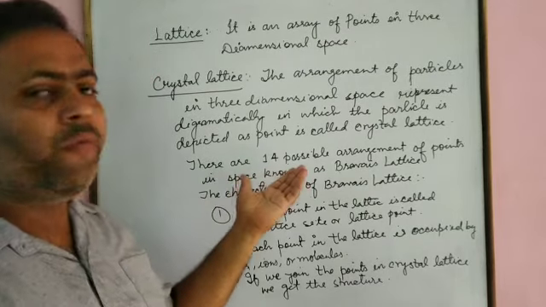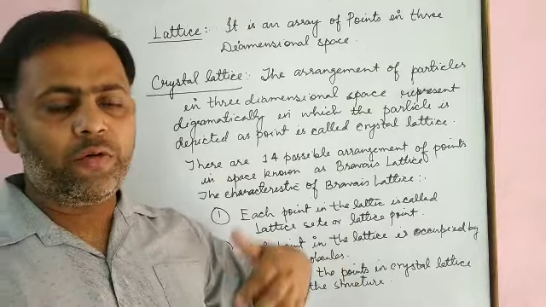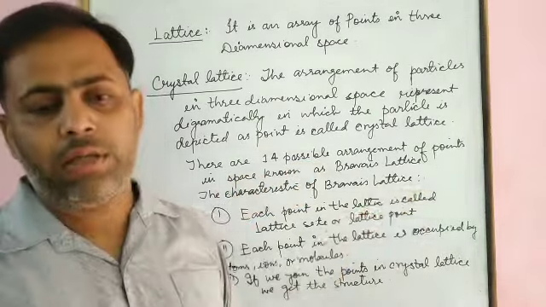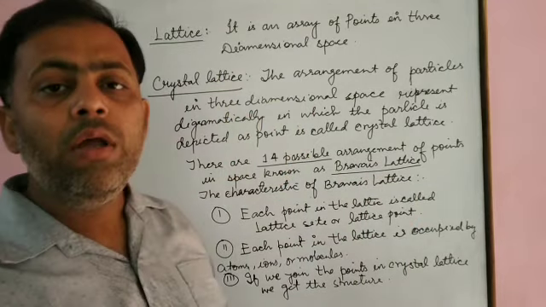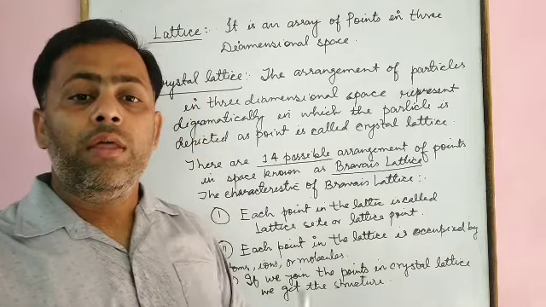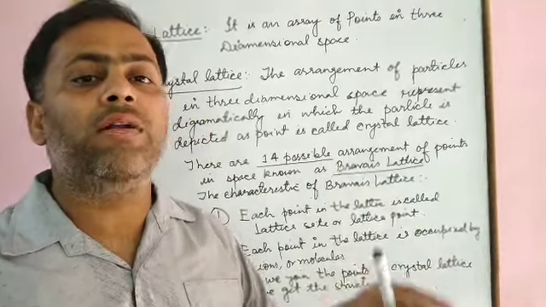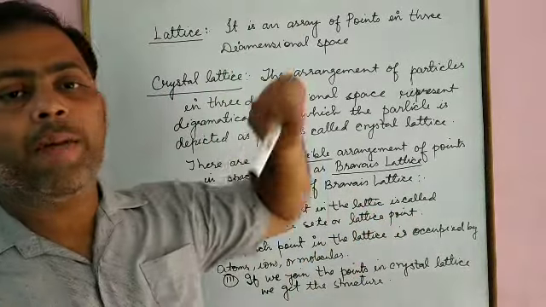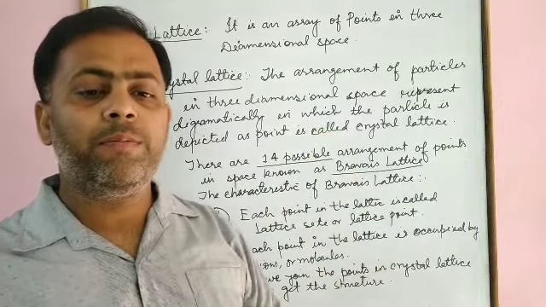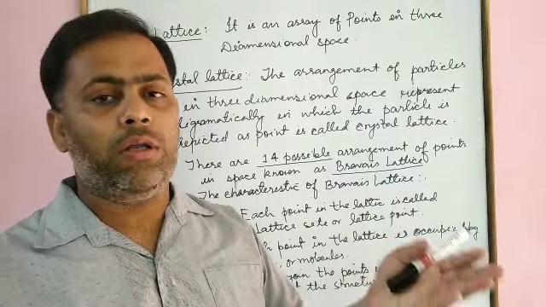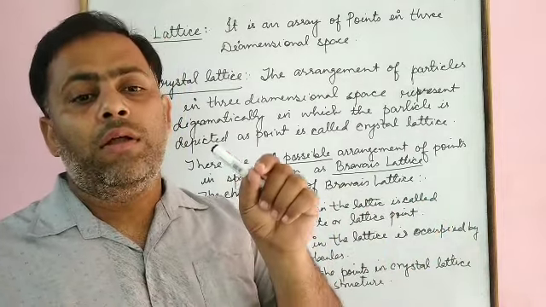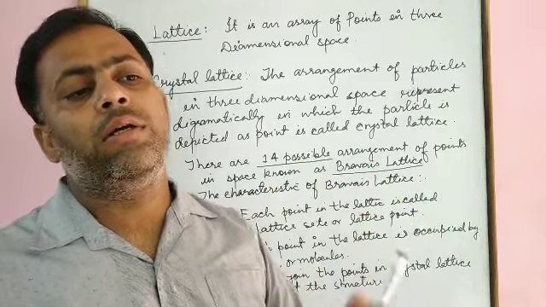Next, if we arrange the points in different manners, then 14 such possible arrangements are there, which are known as Bravais lattice. What are the characteristics of Bravais lattice? The first is that each point in the space is termed a lattice site or lattice point. Next, at each site it may be an atom, an ion, or a molecule. Clear? Next, if we join the lattice points, then we get the structure of that particular substance. Clear? Let us discuss the next point, that is known as unit cell.